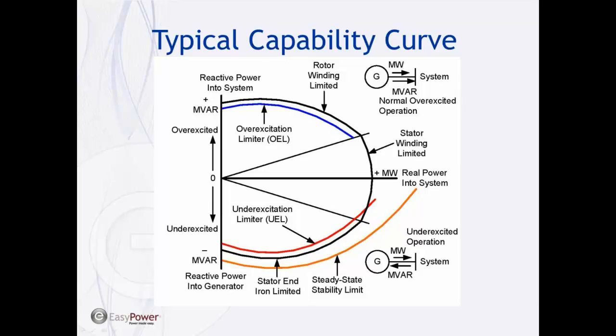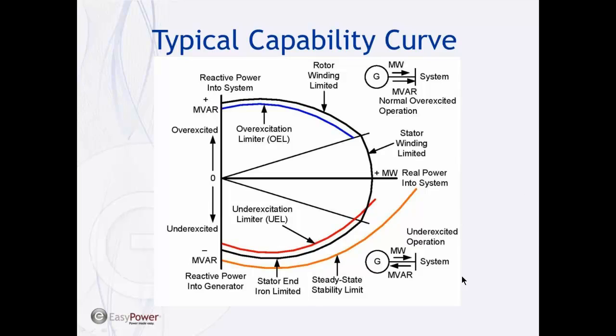We call this normal overexcited operation. This is lagging. The generator is lagging when it's providing VARs into the system. And these are the limits. This is due to the stator winding. Above this point, you're into the limiting due to rotor heating, and then you get into overexcitation limits here as your VARs start going too high.